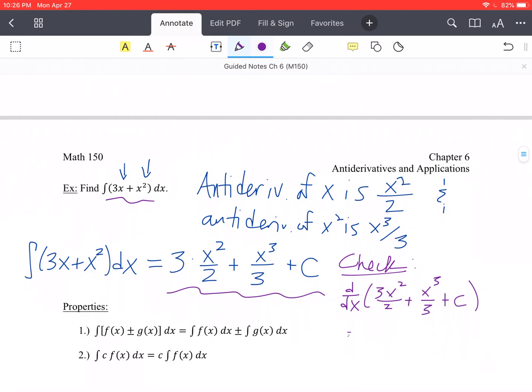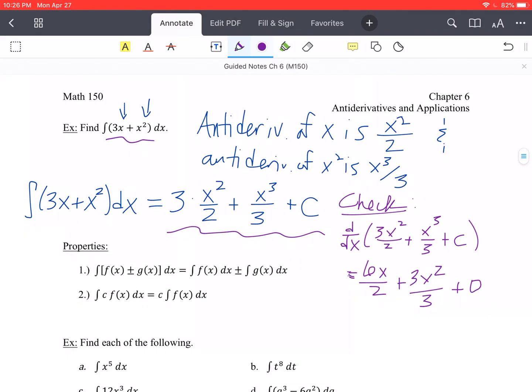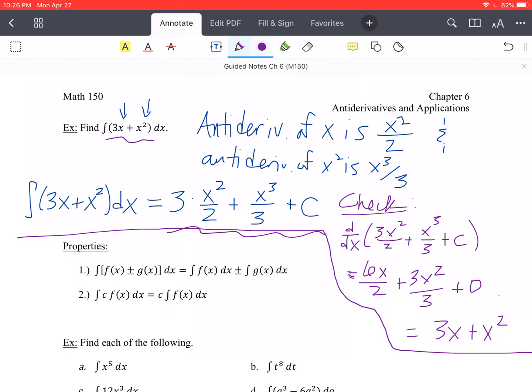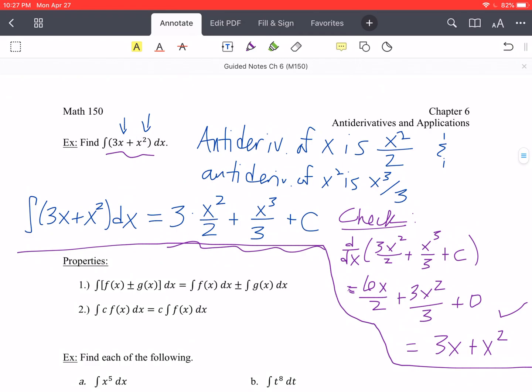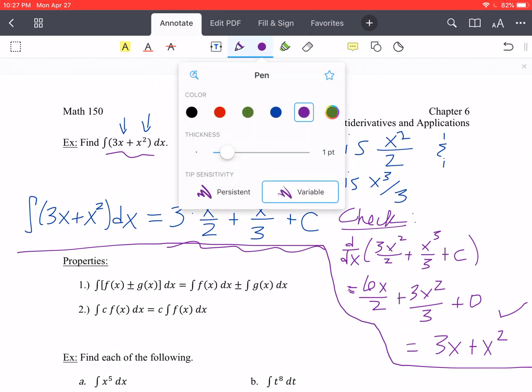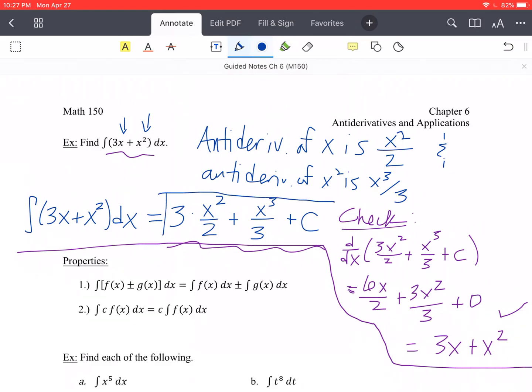Take the derivative, that's going to be 6x over 2 plus 3x squared over 3 plus 0, which is 3x plus x squared. Okay, so let me separate this off here. We did get back to that original function that we started with by taking the derivative. So that means that this was the correct answer. So that's our valid solution there.